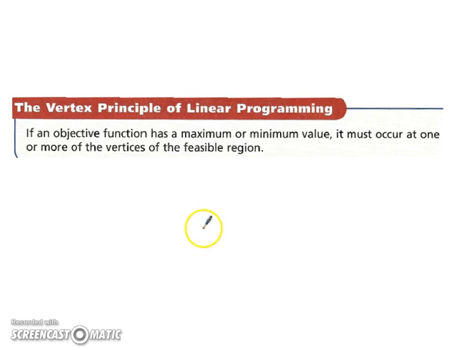So the vertex principle of linear programming. If an objective function has a maximum or minimum value, it must occur at one or more of the vertices of the feasible region. So when you're trying to maximize or minimize a problem, it's going to happen at one of the vertices. You don't need to check every possible shaded spot. It's going to happen at a vertex.